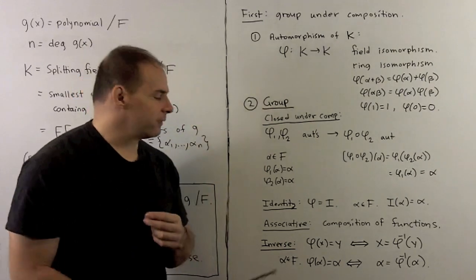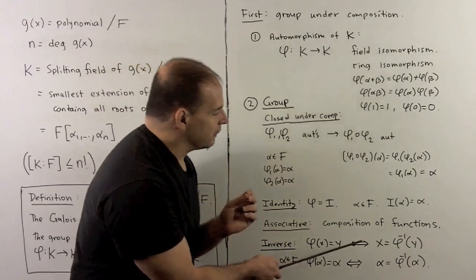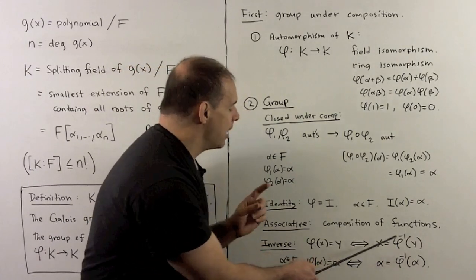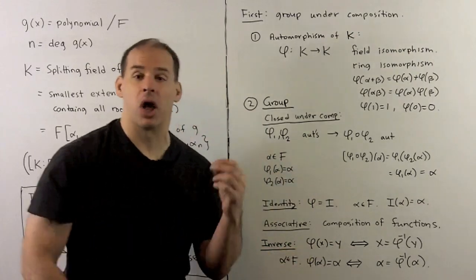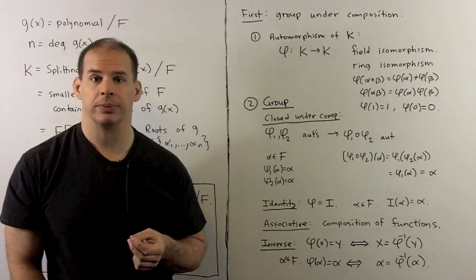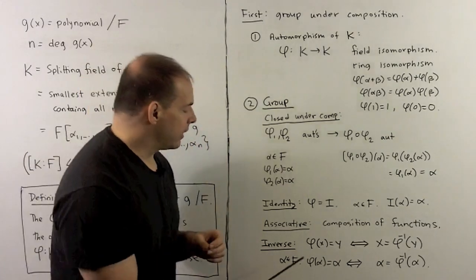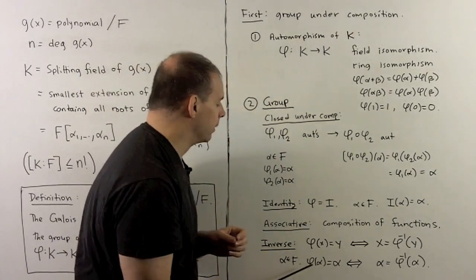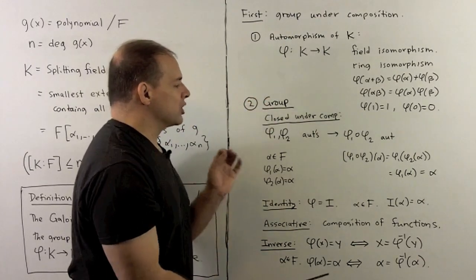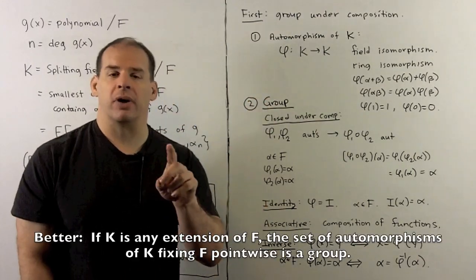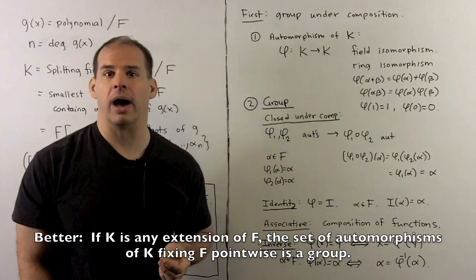Then finally, for inverses, well, these are automorphisms, so there's a natural definition of inverse using set theory. And then we note you can run through all the properties to verify that this inverse is also an automorphism. We also have to check that the inverse fixes F pointwise, and that just follows from our definition here. Now we note there's nothing special about using a splitting field here, so this will work for any automorphism group of an extension K of F that fixes F pointwise.